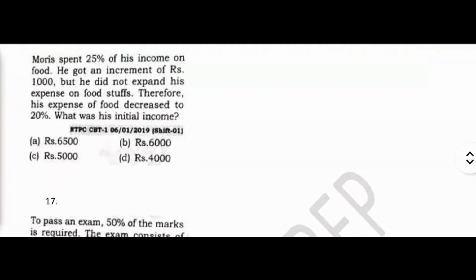Maurice spent 25% of his income on food. He got an increment of rupees 10,000, but he did not expand his expense on food stuff. Therefore, his expense on food decreased to 20%. What was his initial income? Maurice spent 25% of his income on food. After that, he got an increment of 1000 rupees on his income. Okay. But he did not spend any more money on food stuff. Because of that, his expense which was already there became 20% of his total.